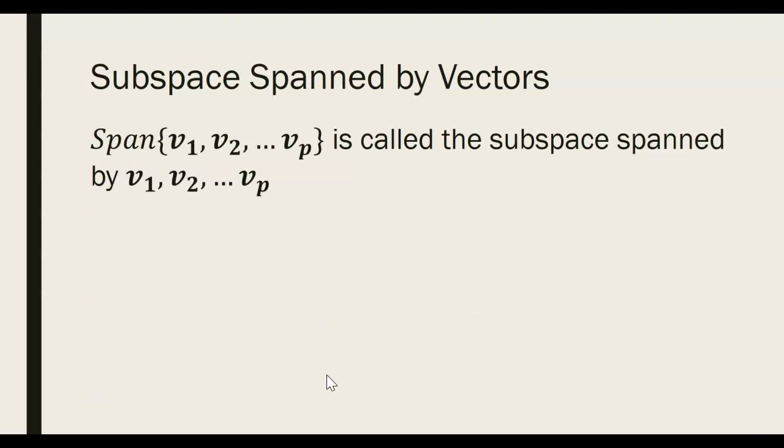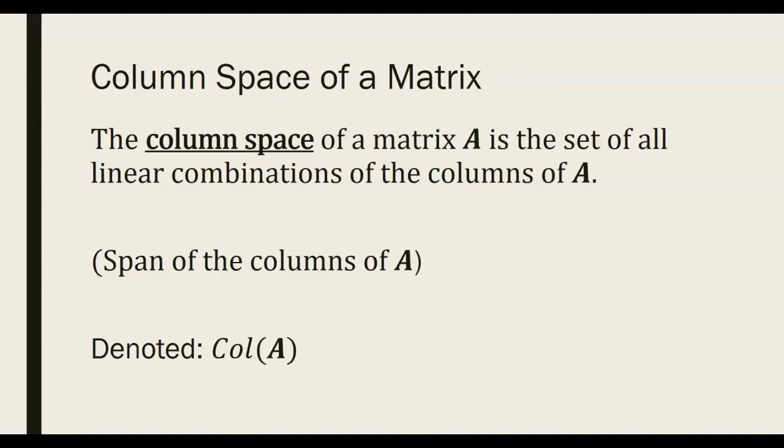Now, just notationally, if I have the span of a bunch of vectors, we call that the subspace spanned by those vectors. Okay, so the subspace spanned by those vectors is just the span of those vectors. So since now we know it's a subspace, we can use either language. We can say it's the span of those vectors, or we can say it's the subspace spanned by those vectors. All right.